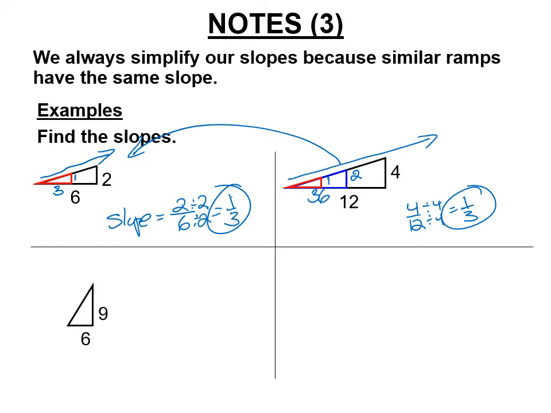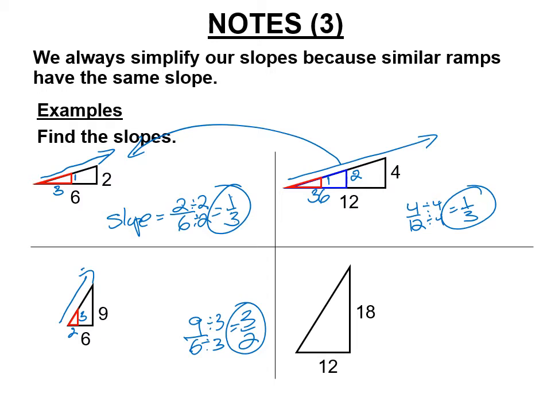Let's try this one. It's 9/6, but we have to simplify our fraction, and we get 3/2, right? So does that mean it would line up with one that's a rise of 3 and a run of 2? Yes, it does. Let me draw a little bit better here. And let's try this one. 18/12 also simplifies to 3/2, so this one better line up with the last two as well.